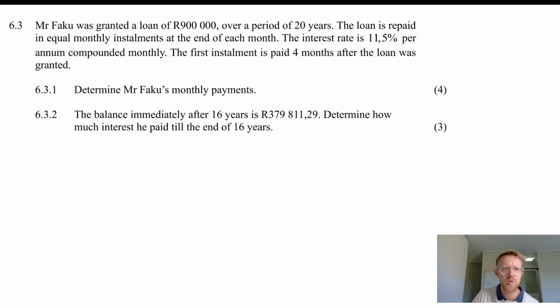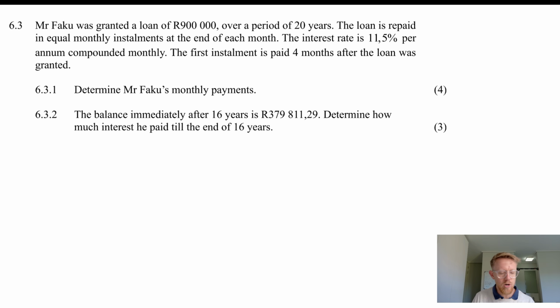Mr. Faku was granted a loan of 900,000 Rand over a period of 20 years. The loan is repaid in equal monthly installments at the end of each month. Everything sounds good up to there. I'm feeling great. The interest rate is 11.5, blah, blah, blah. Everything is fantastic. The first installment is paid 4 months after. Okay, there's where things are starting to get a little bit weird. After the loan was granted. Determine what Mr. Faku's monthly payments will be.